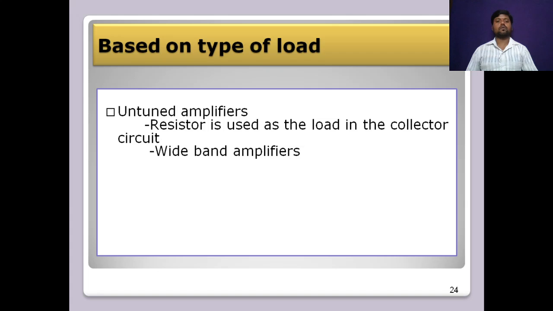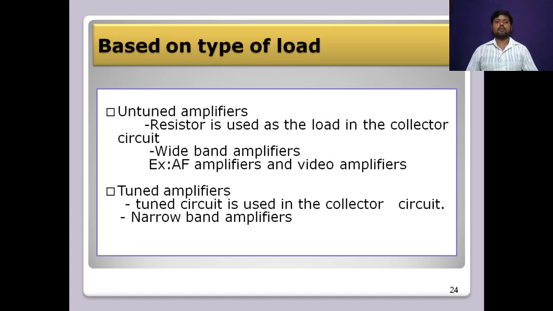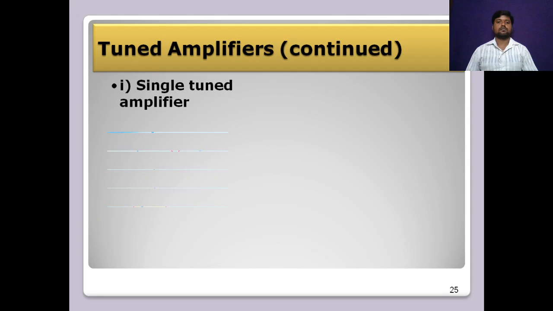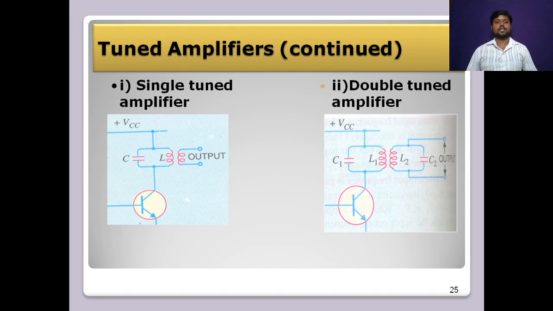The type of load connected, that is untuned amplifiers. Untuned amplifier means resistors are used as a load. Tuned amplifiers, here a tuned circuit is used in the collector circuit, which is a combination of an inductor and a capacitor. IF amplifiers and RF amplifiers are going to use these tuned amplifiers. Here you see a single tuned amplifier, double tuned amplifier, and a stagger tuned amplifier. The diagram is not shown here.